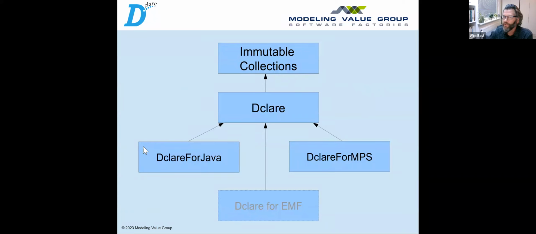Declare is based on an immutable collection framework. It's also open source, also developed by the Modeling Value Group. There is Declare for Java, an easy way to enable declarative programming in pure Java, and Declare for MPS, which is built on top of the base language, where you can now define any kind of declarative functionality based on a small extension of the base language.